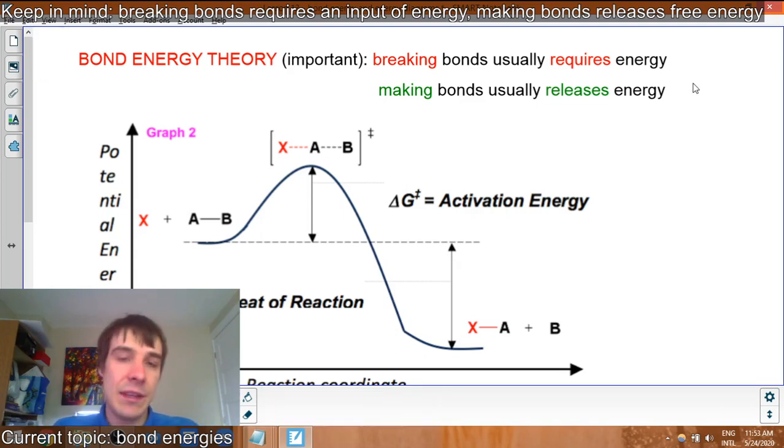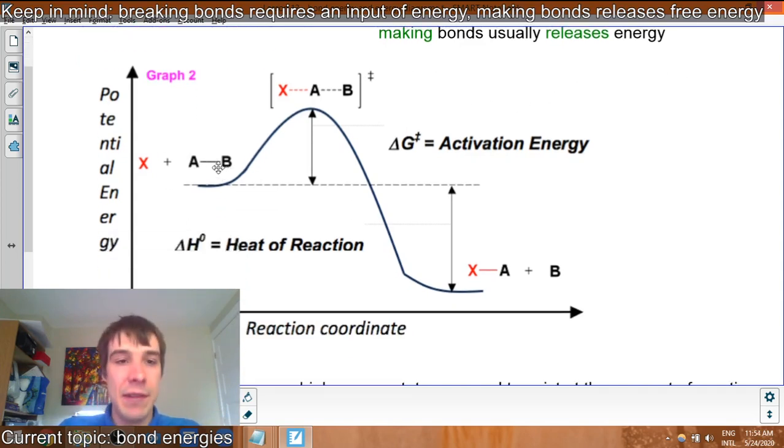And so the theory of bond energy says that the energy change in a reaction comes from the balance of the bonds you make and the bonds you break. Here's an example of a single displacement reaction. We see X and AB, and then at the end XA and B. So A is kind of hopping over to X. In order to hop over to X, though, the AB bond has to break, and then the XA bond has to get formed.